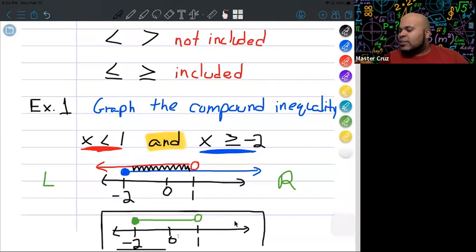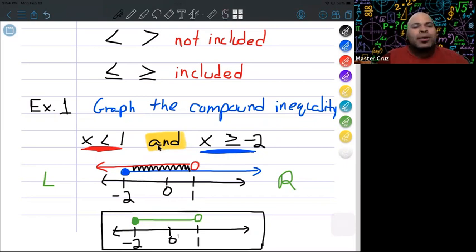So this is my answer. So notice that I had to do two number lines. The first number line was to see where they are at, and the second number line was to define the correct answer. Okay, so that was with the word and.